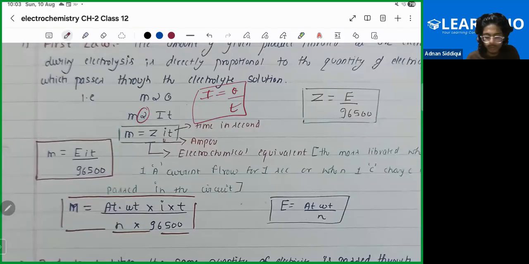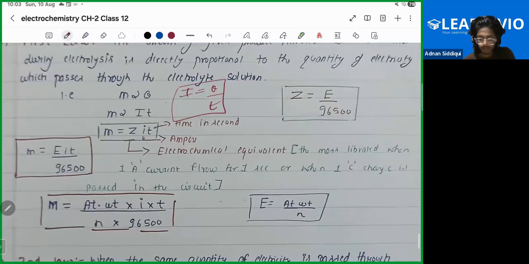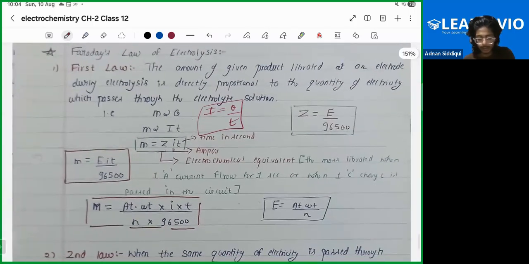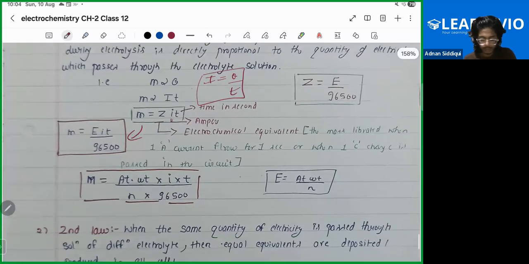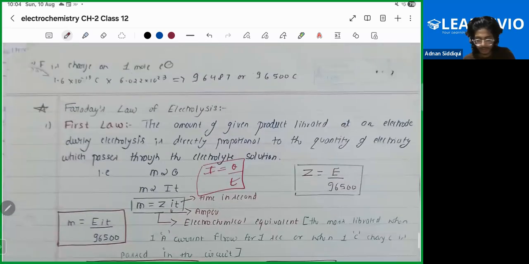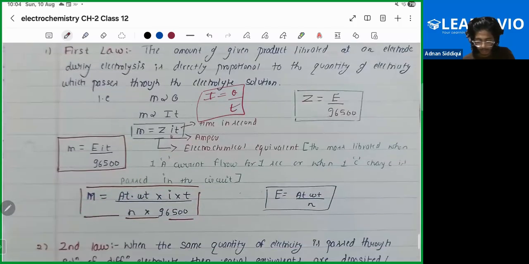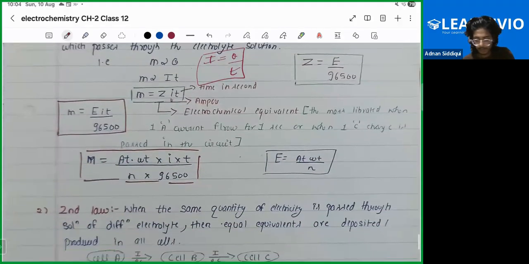And if you have to remove this proportionality sign, you will introduce Z, and this Z is the electrochemical equivalent. I is current in amperes, and time is in seconds. You can expand Z further by putting E divided by 96500. This formula you will get. And what is this E? This E is basically your equivalent mass.